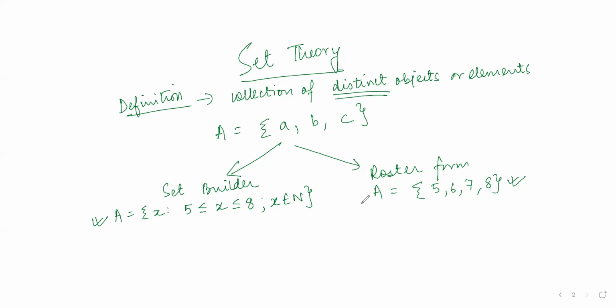The set builder format is usually used in order to express an infinite set. Like for example, a set A is the set of all natural numbers. In the roster format, you'll have to write it as 1, 2, 3, 4, dot, dot, dot, which is not very self-explanatory. So, this is basically the difference between the set builder format and the roster form.